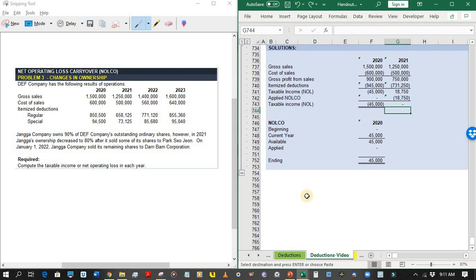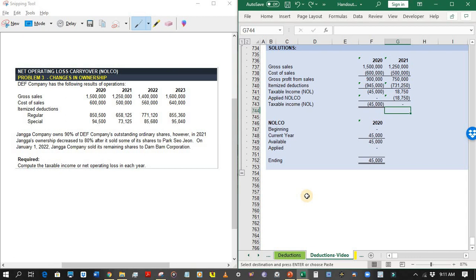Because in 2021, it says that Janga's ownership has decreased to 80%, which means there is a portion that is sold during the year. So the NOLCO is still allowed to be applied in 2021, though there is a change in ownership that occurred in 2021, because the change is not considered as substantial. Again, when we say substantial change, the change should be at least 75% of the paid-up capital of the taxpayer.